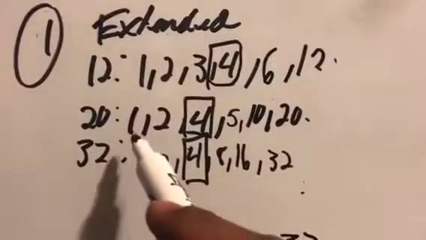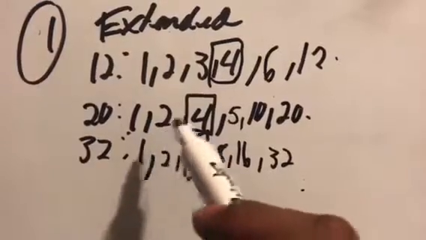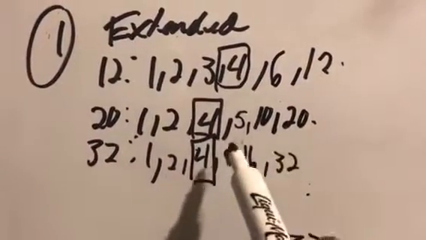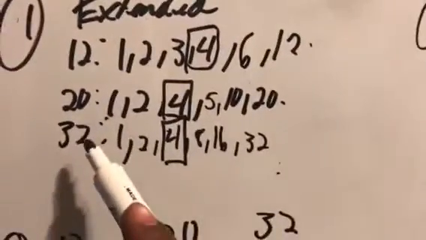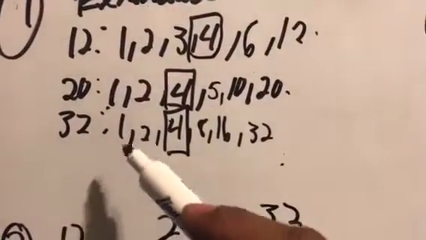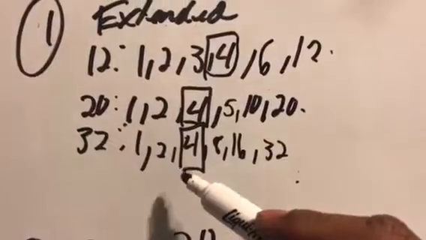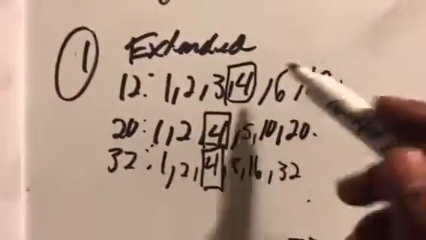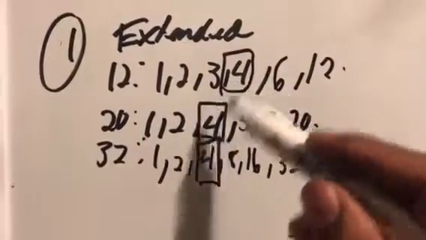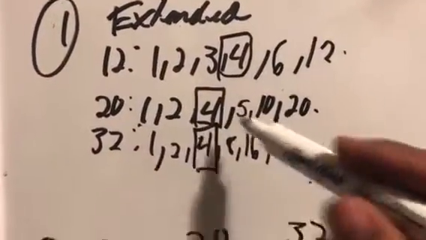For the next one, as you could see, it's 1, 2, 4, 5, 10, and 20. For 32, it's 1, 2, 4, 8, 16, and 32. So the greatest common factor is 4, and I boxed it up for you.